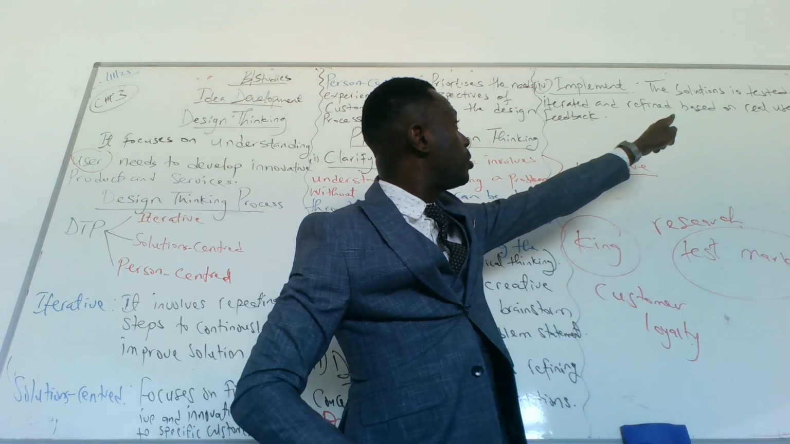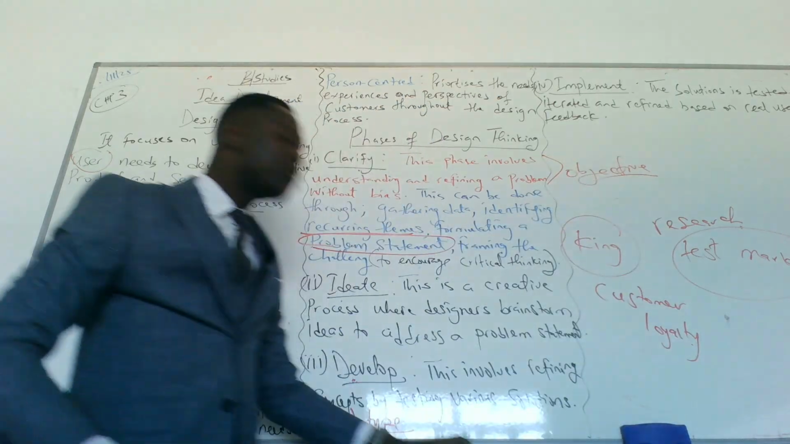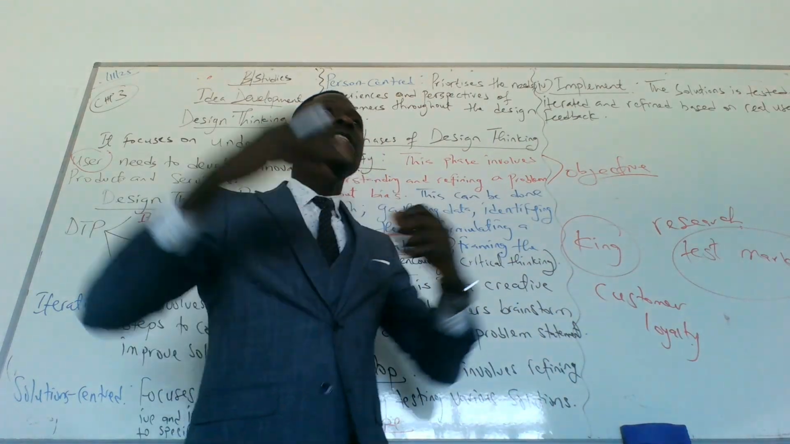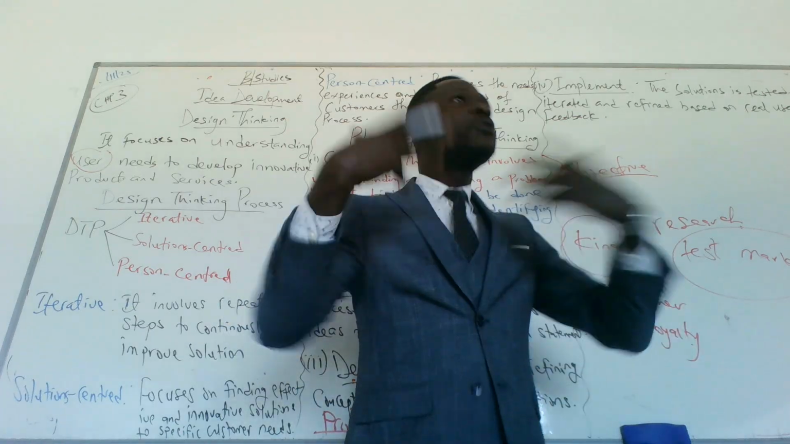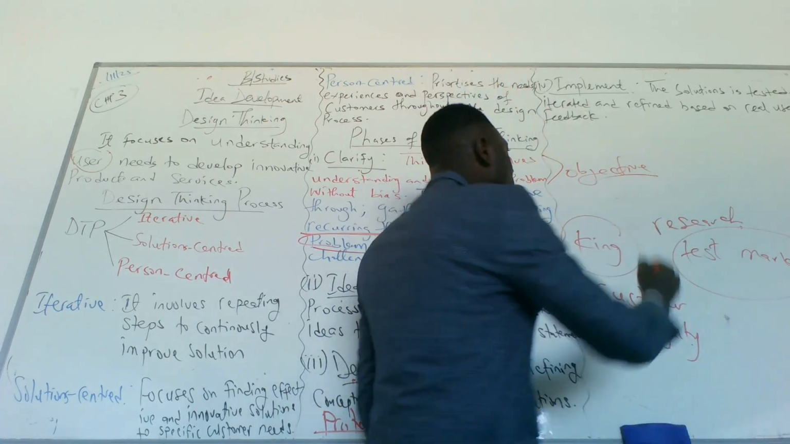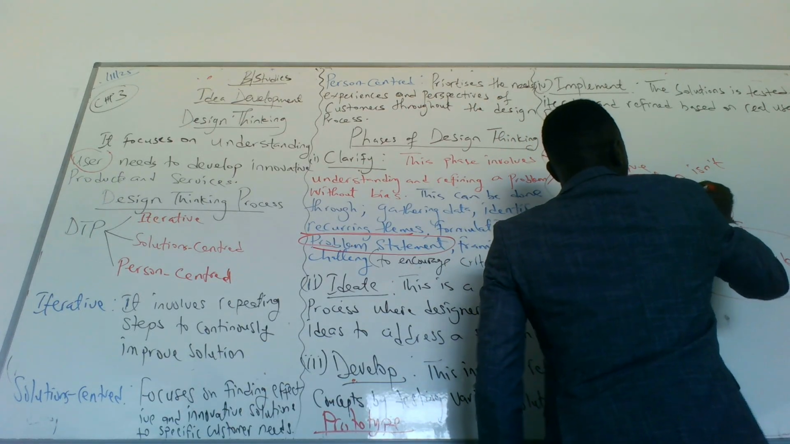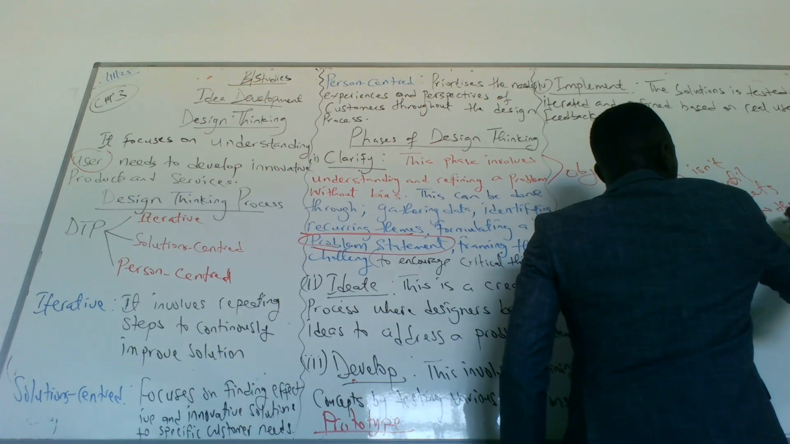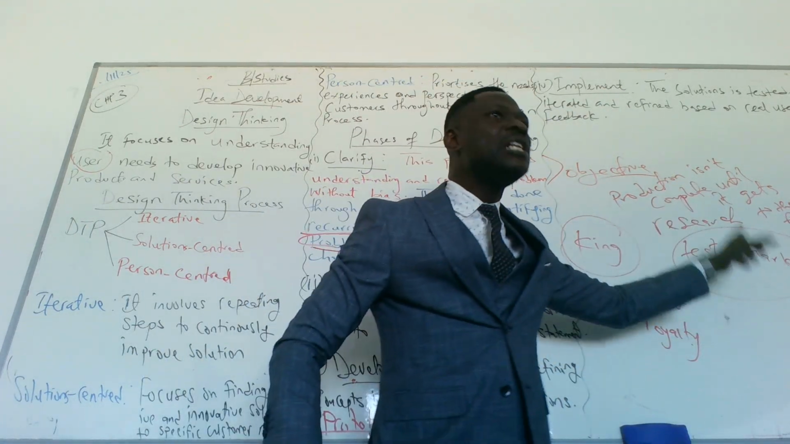Implementation. The solution is tested, iterated, and refined based on real users' feedback. Because there's a prototype here, you've given it to a certain group of people, they've used it. They're giving you feedback. If it is positive, then you can launch it. That is when you implement. Implementation means finally producing the product based on what? The feedback of the users. Production is not complete until it gets to the final user.